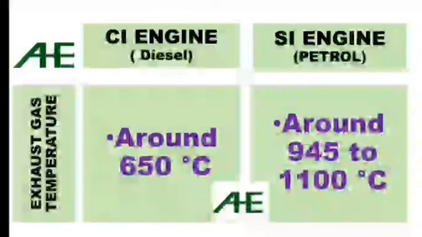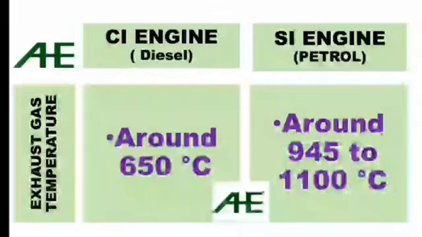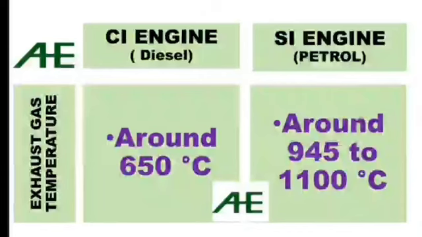The next parameter is exhaust gas temperature. I was asked one question in a previous video: from which material is the exhaust valve made? Have you searched it? It is a silicate metal, an alloy of silica, which will bear these high temperatures. So in a CI engine the exhaust gas temperature is around 650 to 900 degrees centigrade, and in SI engines around 945 to 1100 degrees centigrade.